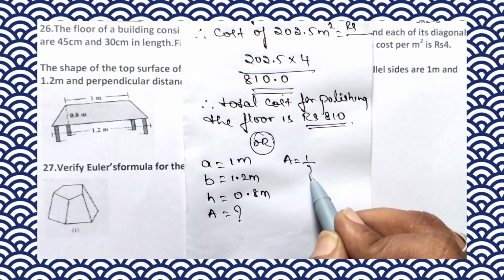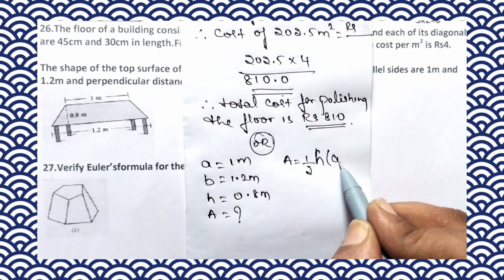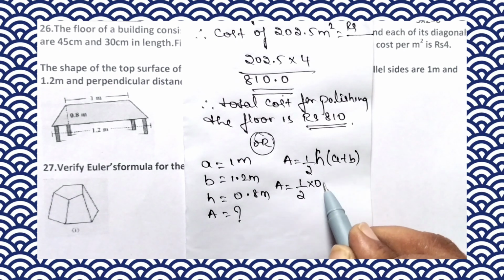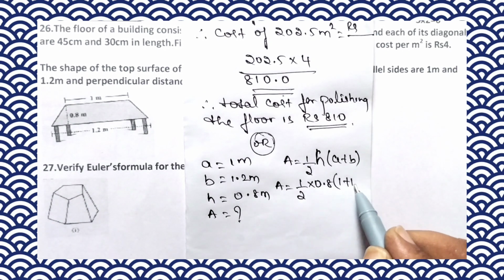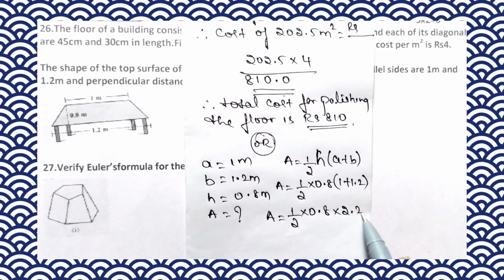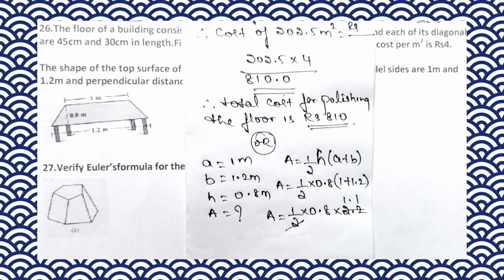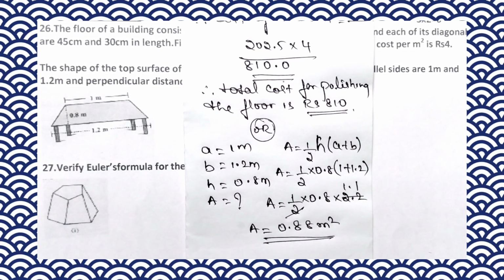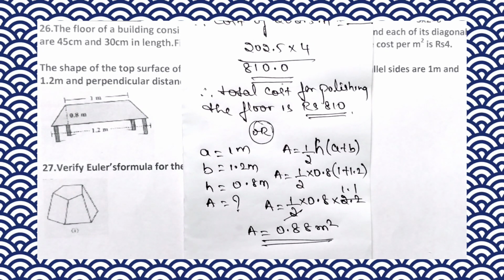Area of a trapezium is equal to half into h into a plus b. So area is equal to half into h, that is 0.8, into a, that is 1, plus b, that is 1.2. So area is equal to half into 0.8 into 2.2. Half of 2.2 is 1.1. If you multiply 0.8 with 1.1, we will get 0.88 meter square. Therefore the area of the table is 0.88 meter square. So like this we have to answer this question.